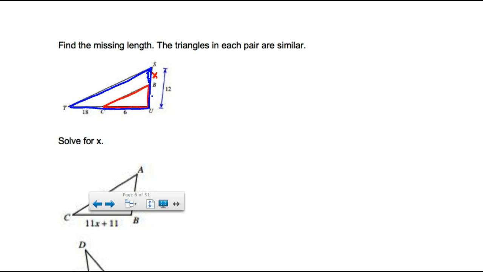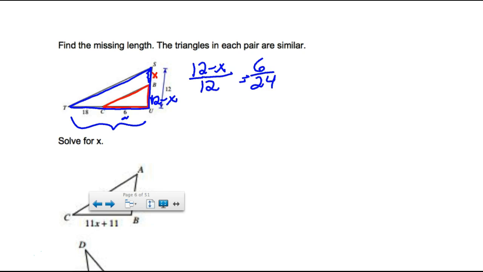So what I do know is that 12 minus X is the right-hand side of the red triangle. And what that's going to allow me to do is set up some proportions. I've got the right-hand side of the red triangle to the right-hand side of the blue triangle has to equal another pair of sides from one triangle to another. Well, on the red one, I know the bottom is 6, and on the big one, I know the bottom is not 18, but 24, because I have to go all the way across.